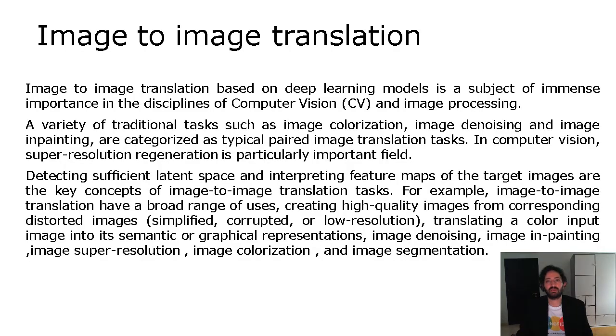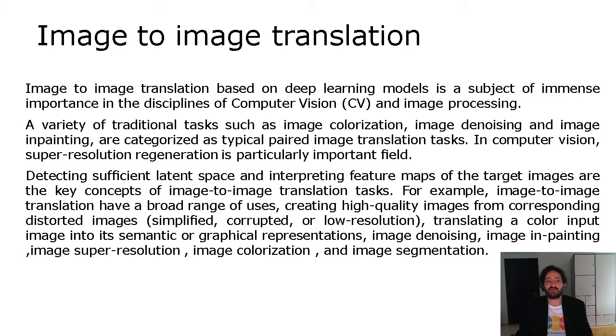So first, I'm going to talk about image-to-image translation. Image-to-image translation based on deep learning models is a subject of importance in the disciplines of computer vision and image processing. A variety of traditional tasks such as image colorization, image denoising, image inpainting are categorized as typical paired image translation tasks. In computer vision, super resolution regeneration is a particularly important field.